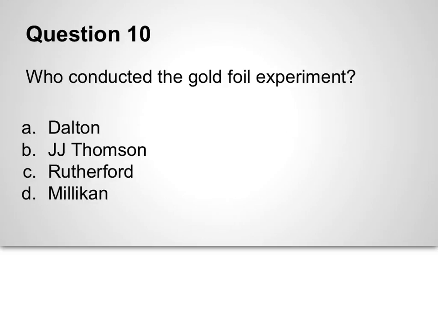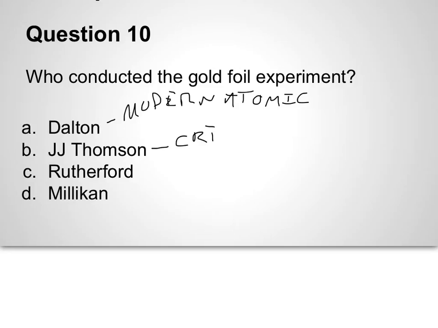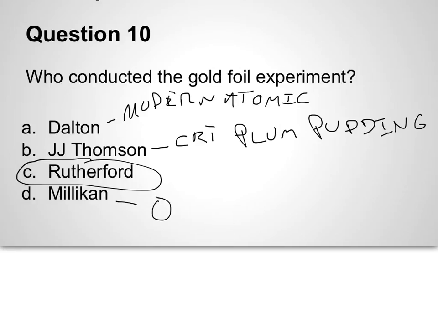Who conducted the gold foil experiment? Well, Dalton came up with the early version of what we would call modern atomic theory. J.J. Thomson did the cathode ray tube experiment and came up with the plum pudding model, so that wasn't him. Rutherford is actually the guy who did the gold foil experiment, and Millikan did the oil drop experiment. You kind of need to know who these people were and what their contributions were. So Dalton, Thomson, Rutherford, Millikan.